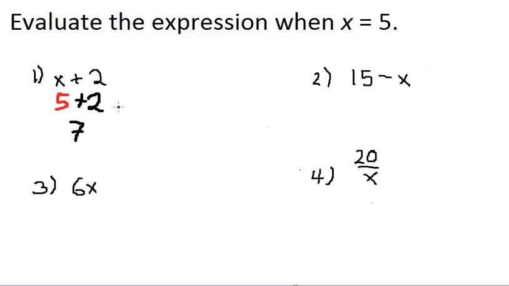Okay? The next one we have subtraction. Notice that the order is different. In the first one that we did, the variable came first. In this one, the variable comes second. Don't worry about that. Remember, variables are just numbers. Numbers are going to be in whatever place.